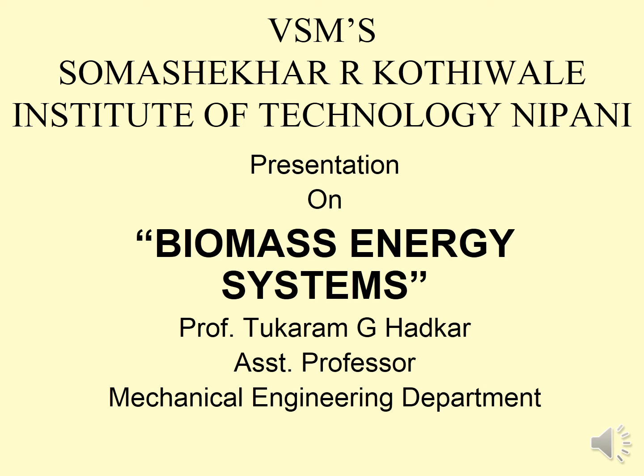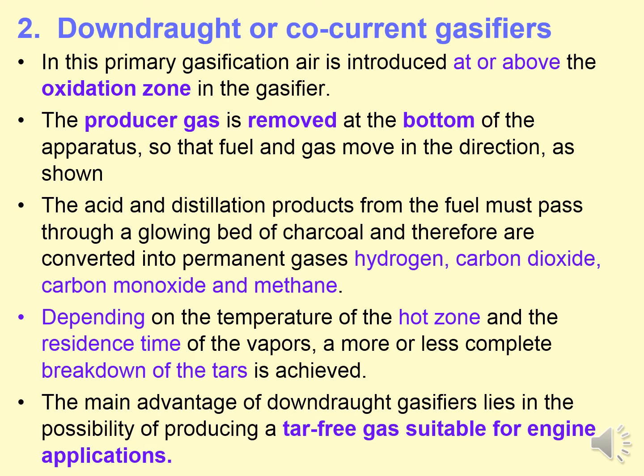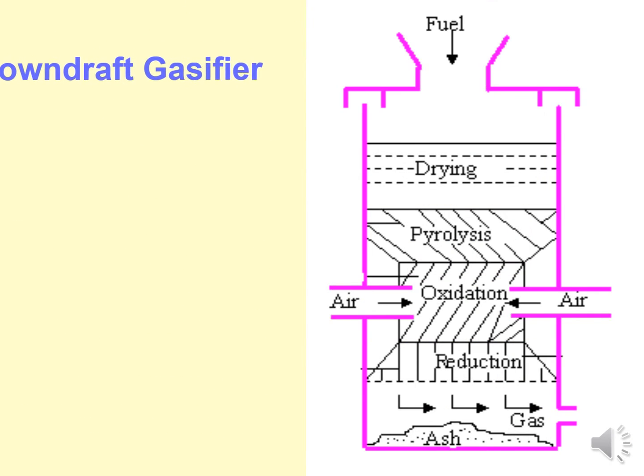So hi everyone, we'll start the video on biomass energy systems. Second, we have already seen the updraft, now we'll see the downdraft or co-current gasifier. In this primary gasification, air is introduced at or above the oxidation zone in the gasifier. The producer gas is removed at the bottom of the apparatus. I will go directly to the figure so that you can understand.